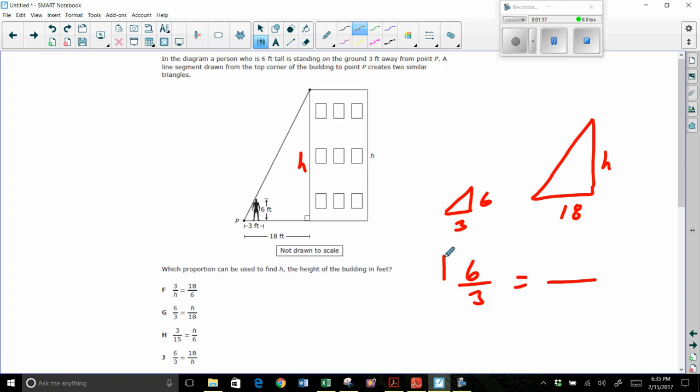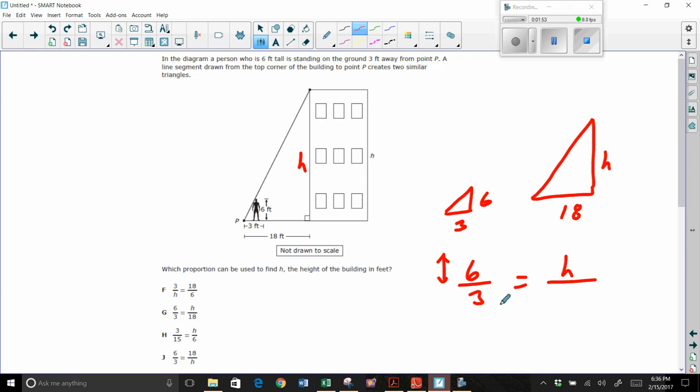This is how much I'm going up and down. So on my second fraction, I also need the height. So it's going to be h in that part right there. So once again, it was height goes with height. So 6 and h are next to each other.